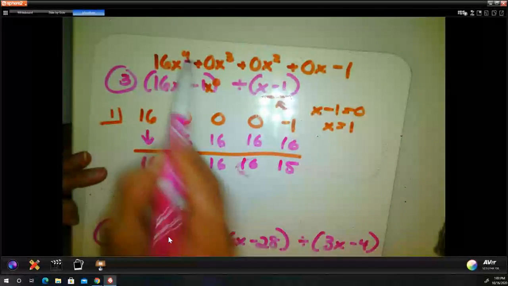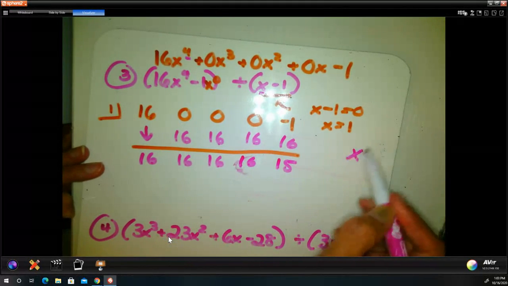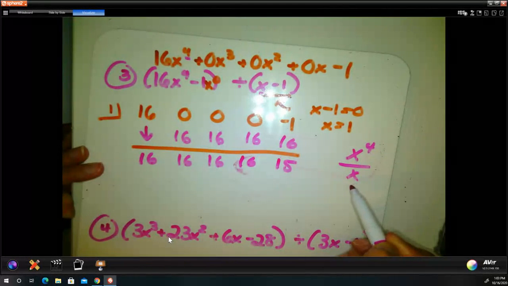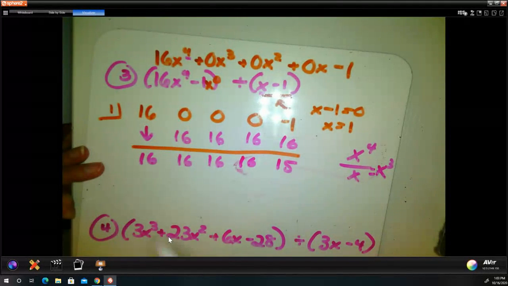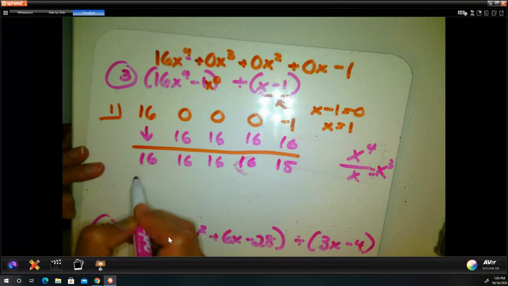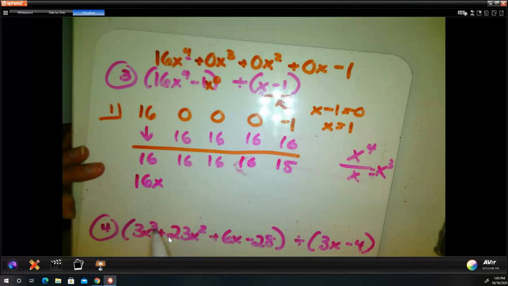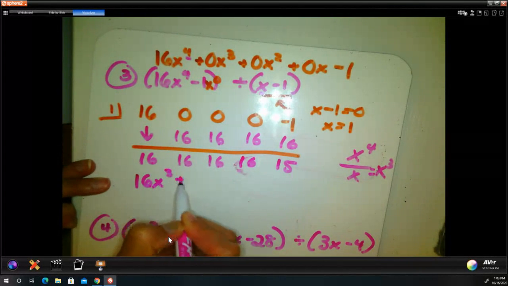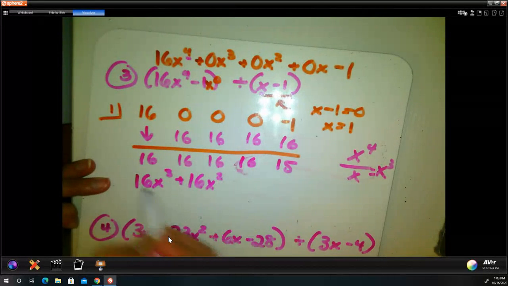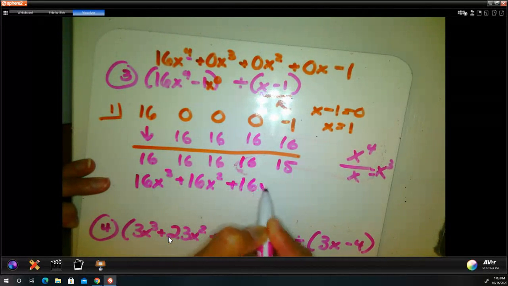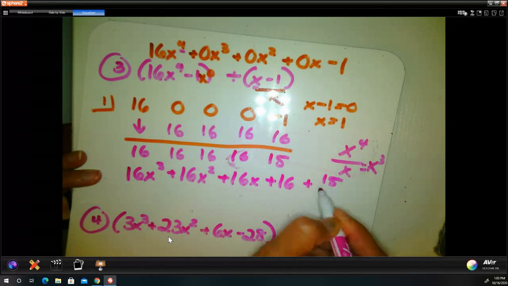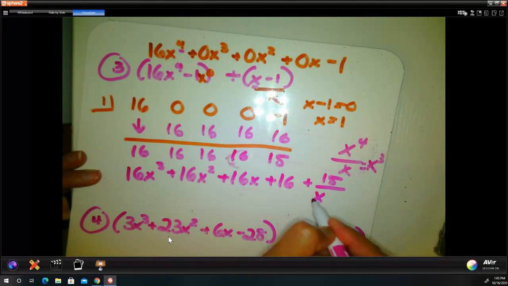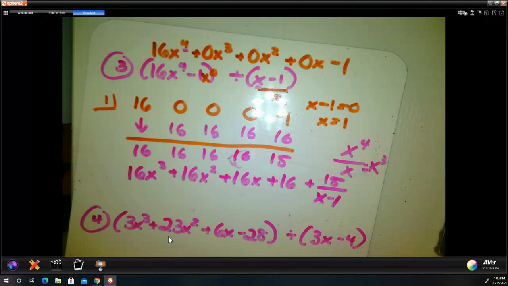So I had a degree of 4 divided by a degree of 1. Quartic divided by a linear means that my first term for this one is going to be 3. See, again, it's just 1 less than what I started with. In Math 3, it's normally just 1 less. So I have 16x cubed plus 16x squared. I'm just counting down now. Plus 16x plus 16. And then this time I have a remainder out of that potential factor, which was x minus 1. So it's a really long answer, but that's it.